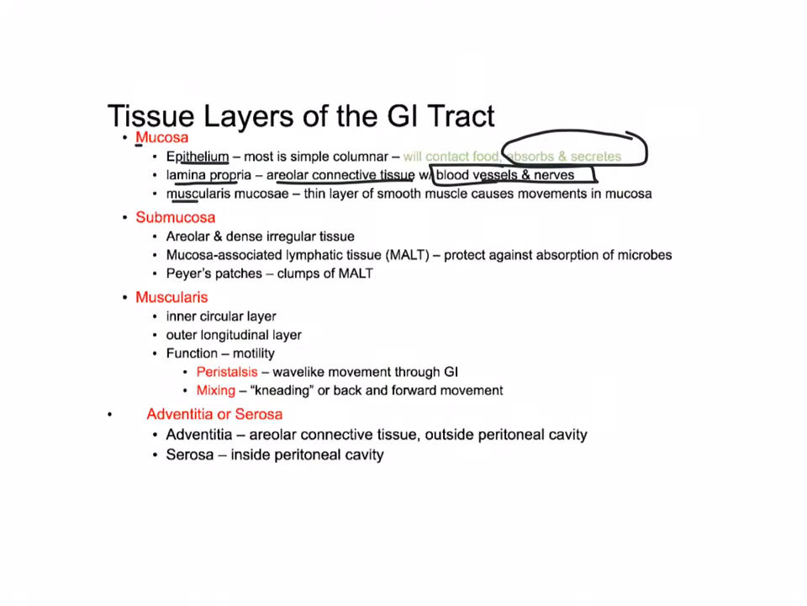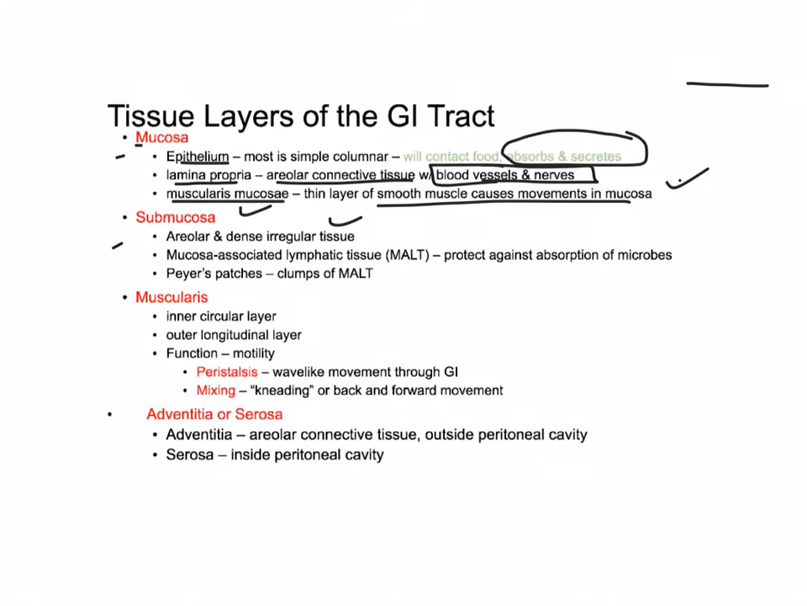Now, something a little bit different is this layer called the muscularis mucosa, a thin layer of muscle underneath the lamina propria. I'll show you on the next slide. What it's going to do is make the mucosa move. The submucosa is underneath of that. I always think about subflooring: this is the floor, this is the subfloor, so it's below it. The submucosa is made out of areolar tissue and dense irregular tissue.